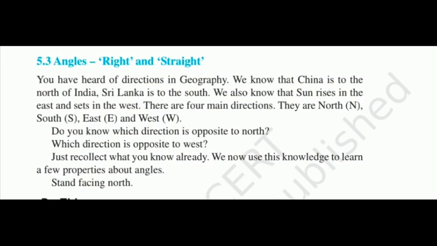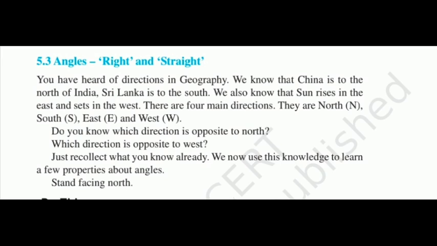Angles, right and straight. You have heard of directions in geography. We know that China is to the north of India, Sri Lanka is to the south. We also know that the sun rises in the east and sets in the west. There are four main directions. They are north, south, east and west. Do you know which direction is opposite to north? Which direction is opposite to west? Just recollect what you know already. We now use this knowledge to learn a few properties about angles.